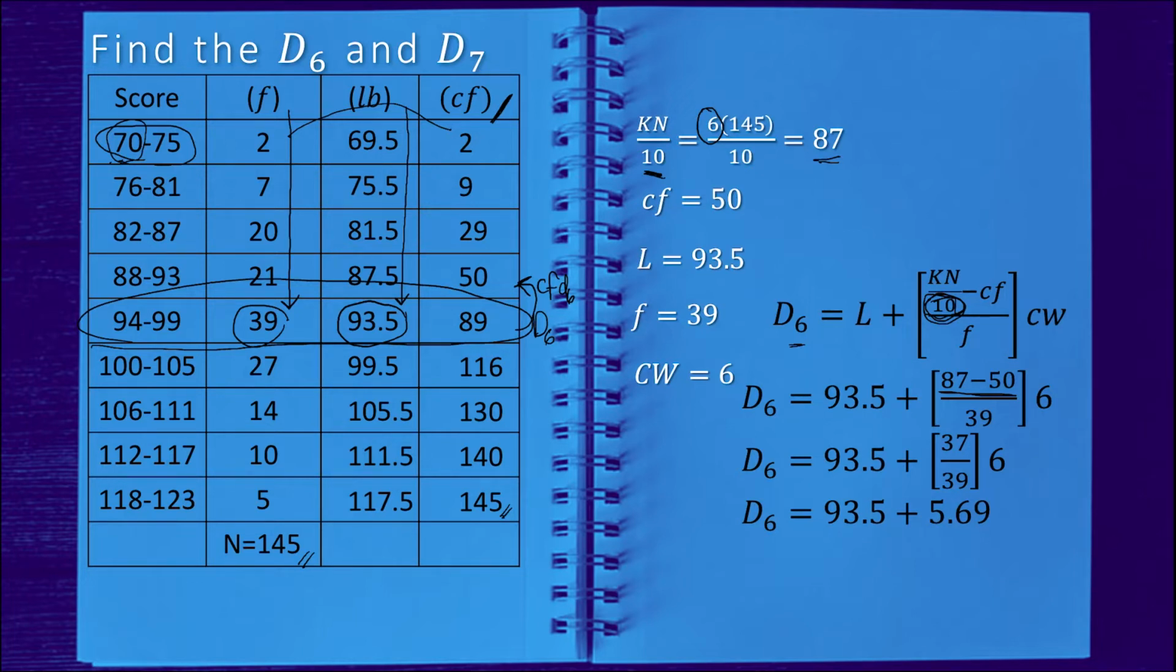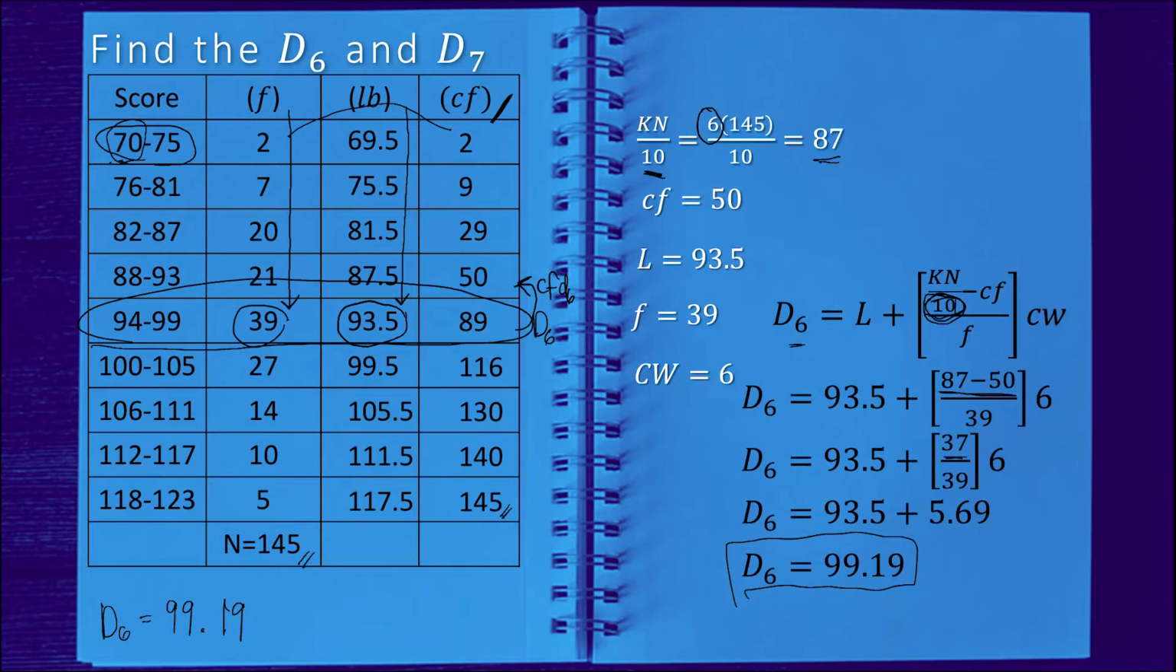Ulitin ko po, 87 minus 50 is 37. 37 divided by 39 times by 6, that is 5.69. And then, add na natin. 93.5 plus 5.69, the answer is 99.19. Then that is the value of our D. Yan, sulat po natin dito. D sub 6 is 99.19.